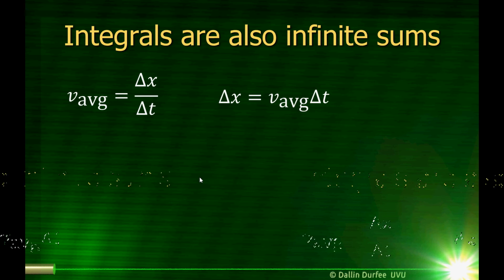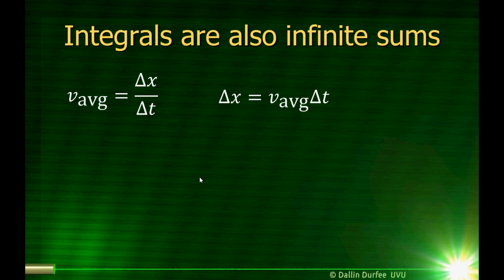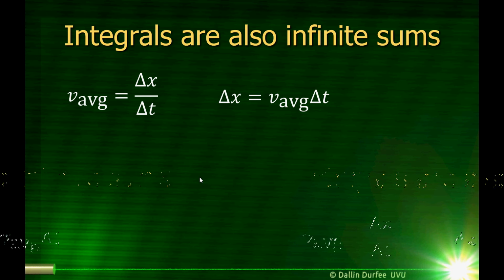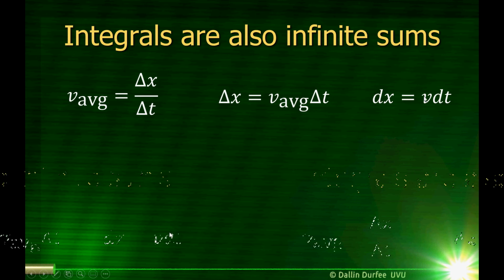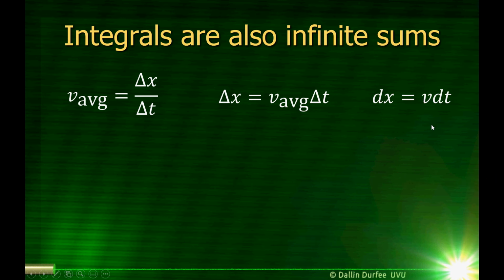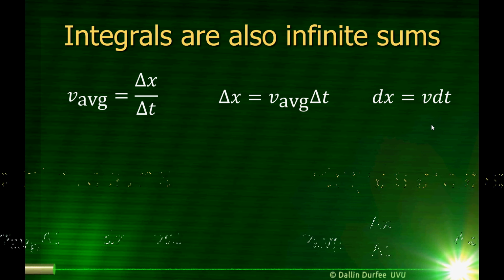Well, if you have a velocity that's changing with time and you want to find how far you went, one thing you could do is you could break up your journey into tiny little pieces, infinitesimal pieces. So we're going to take this equation right here and turn delta x and delta t into infinitesimal steps. So now it's dx is equal to v times dt. And we no longer have the average velocity because for that infinitesimal step of time, the velocity doesn't change.